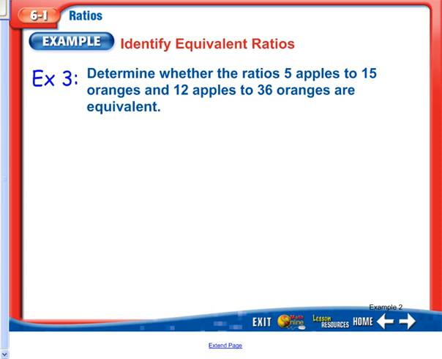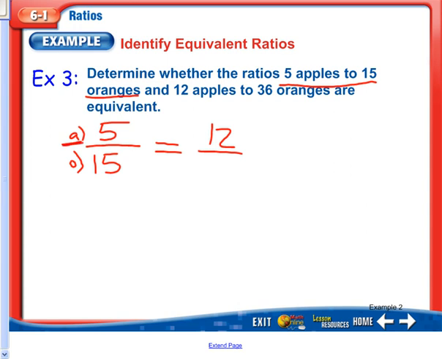Example 3, determine whether the ratios 5 apples to 15 oranges and 12 apples to 36 oranges are equivalent. So in this situation, we have to write down our two ratios, so 5 apples to 15 oranges, and on this side I'll just write A for apples, O for oranges, equal 12 apples, and again, apples have to be on top, that's why I wrote the A over here, and 36 oranges. So again, A on top, oranges on bottom.